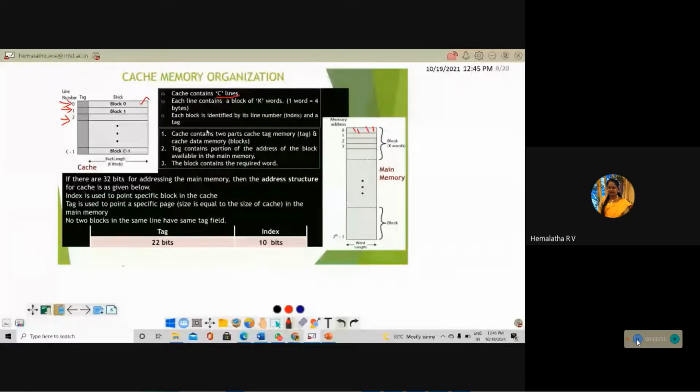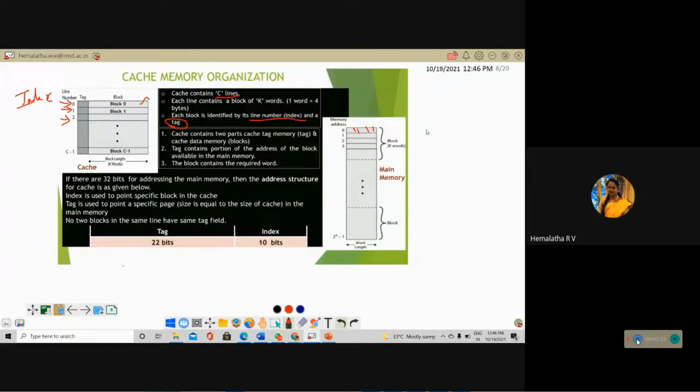Each block will be identified by a number, which is called the line number, or the index number, like your memory address. For your main memory we have a memory address; the same thing for cache memory, we have a certain address. We'll call that address the line number, or the index number. To identify a particular block in your cache memory, you use the line number, or index number, along with the tag number.